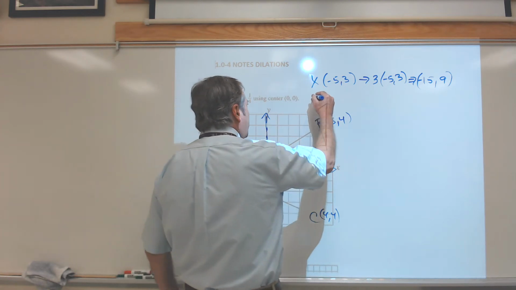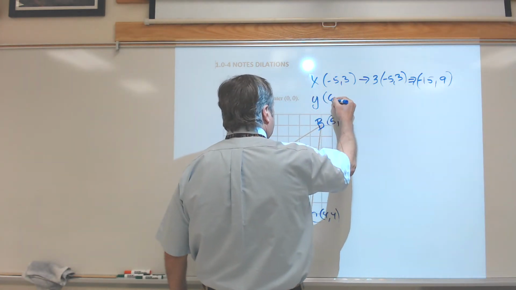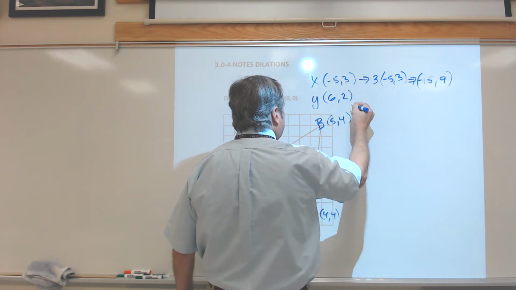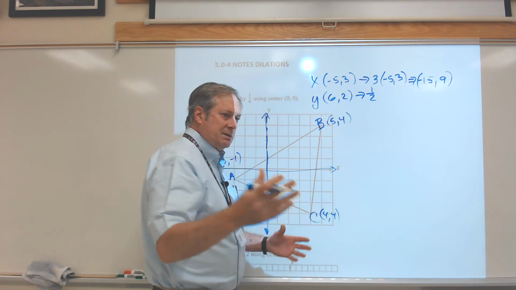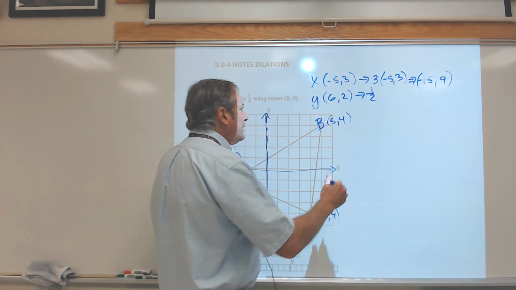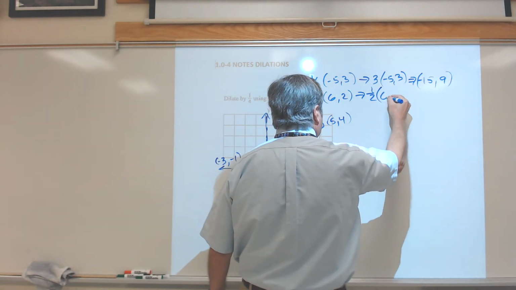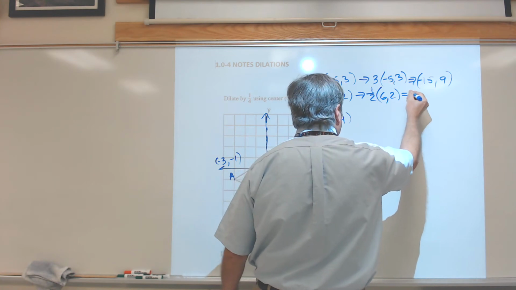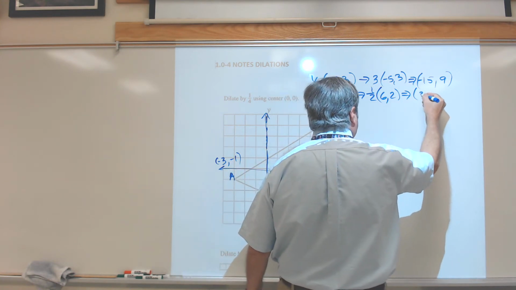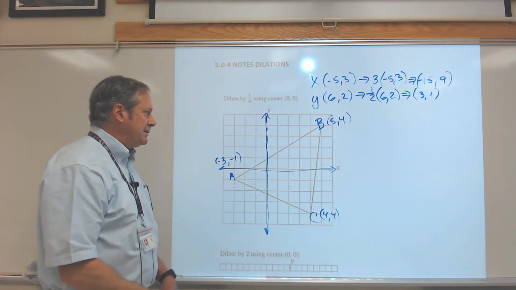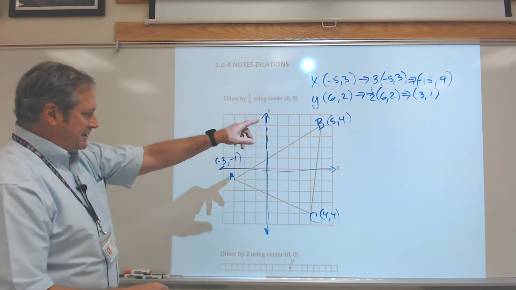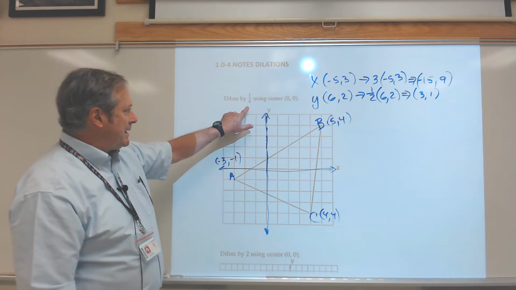Or let's say we had Y, and I'll make this easy on me, that you wanted to dilate it by 1/2. In other words, you're making it smaller. Well, you do 1/2 times 6, 2, which would give you the ordered pair 3, 1. So that's what we're going to do here. We're going to take each of these ordered pairs, multiply it by 1/4.